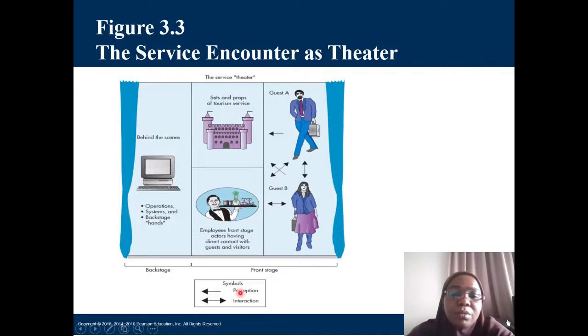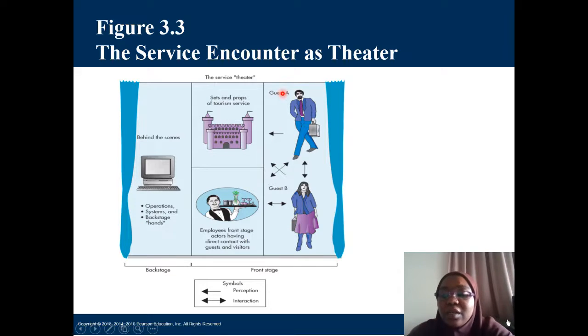So looking at the symbols here, you can see a single-headed arrow, which is going to talk about the perception. The perception is just your own feeling, your own thoughts about the other person, or who you are having an encounter with, while the second one, which is the double-headed arrow, suggests an interaction. That means both will interact with each other.